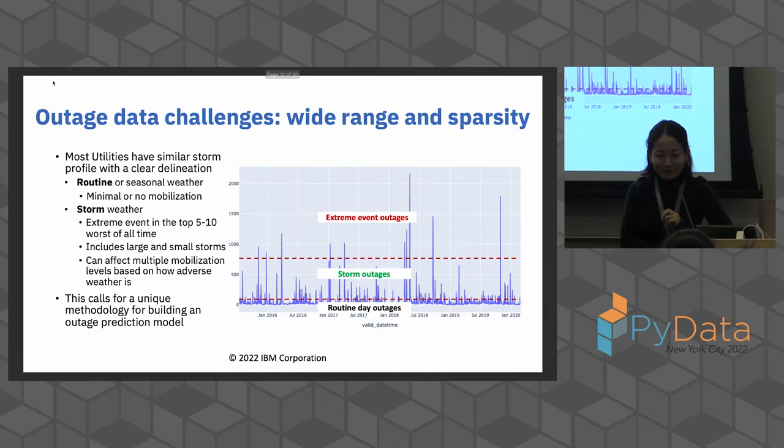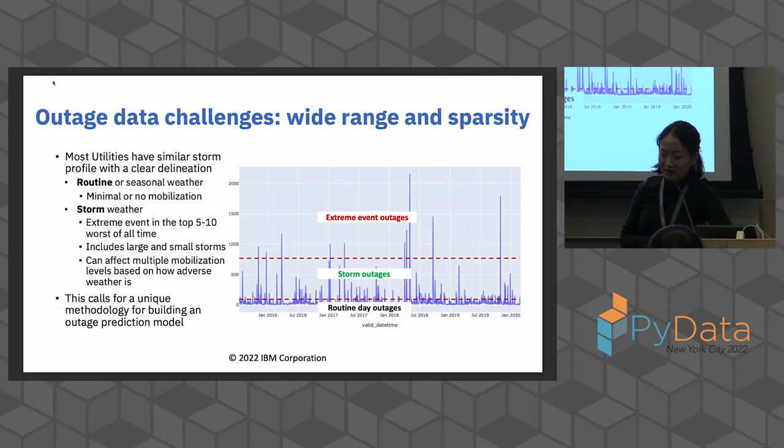The second data challenge is related to the characteristic of the target data, which is outage data. Outage data is a rare event. The outage data range from 0 to 2,000. Most of the days, at the very bottom, are routine days, which account for 93% of the data. These are what we call blue sky days, where no mobilization is needed, so we don't need to do anything. What we want to predict is the storm days and the extreme storm days. Extreme storm days happen very rarely, maybe once or twice a year, and are historically very significant.